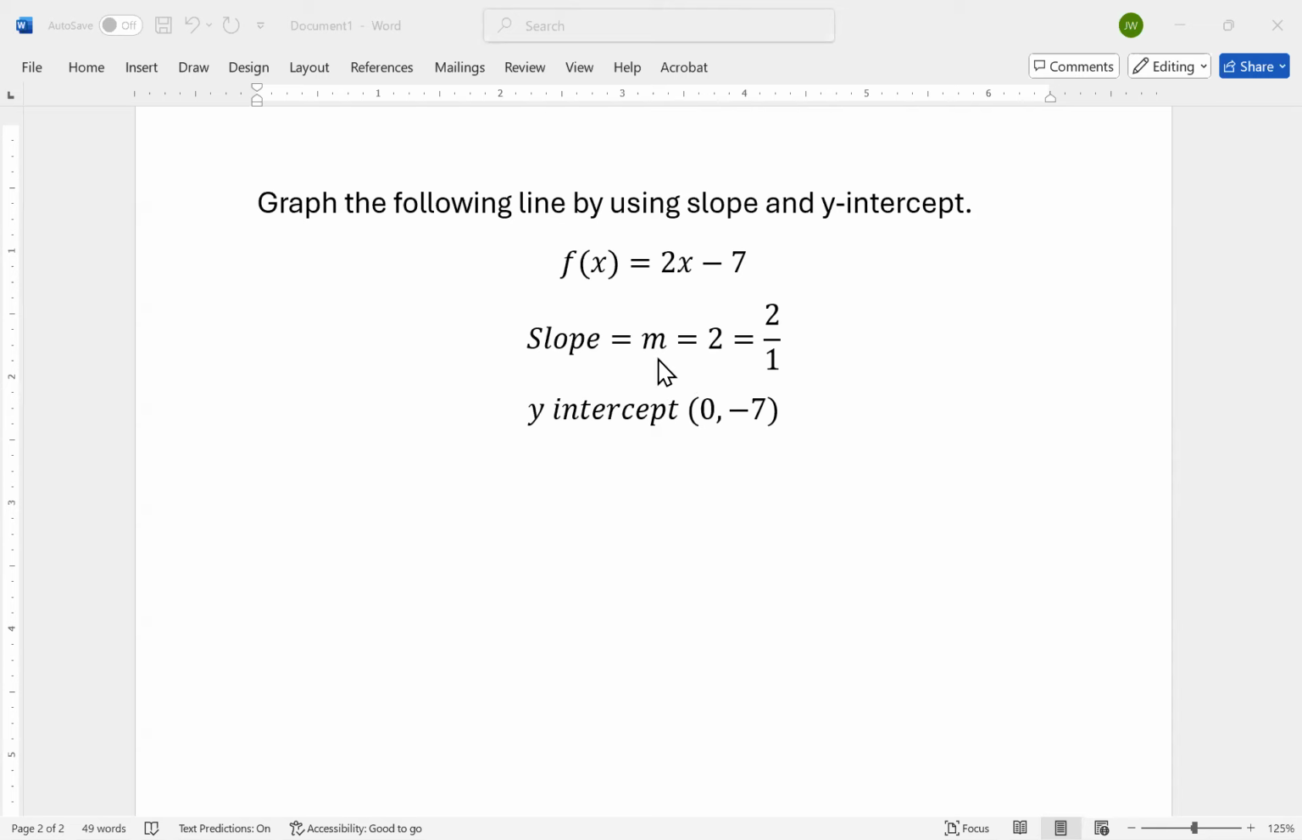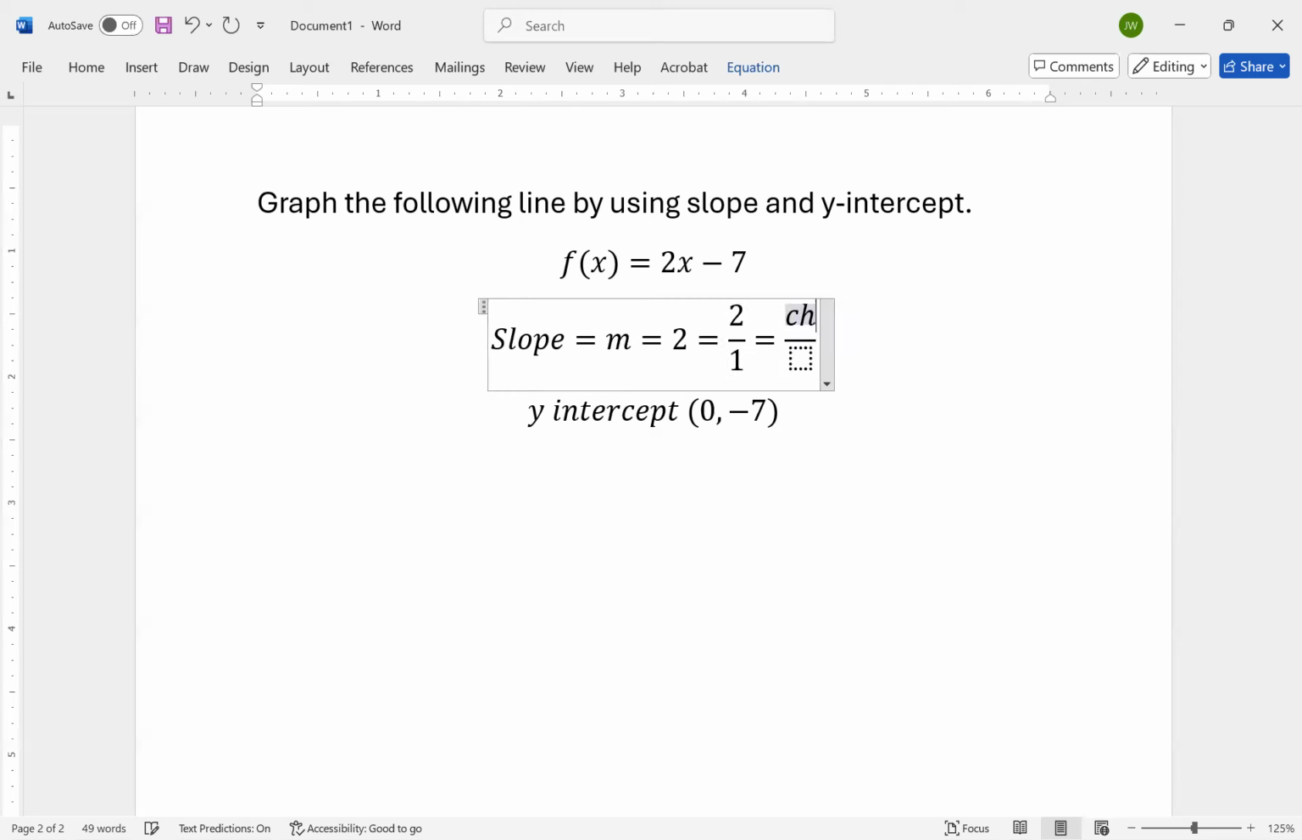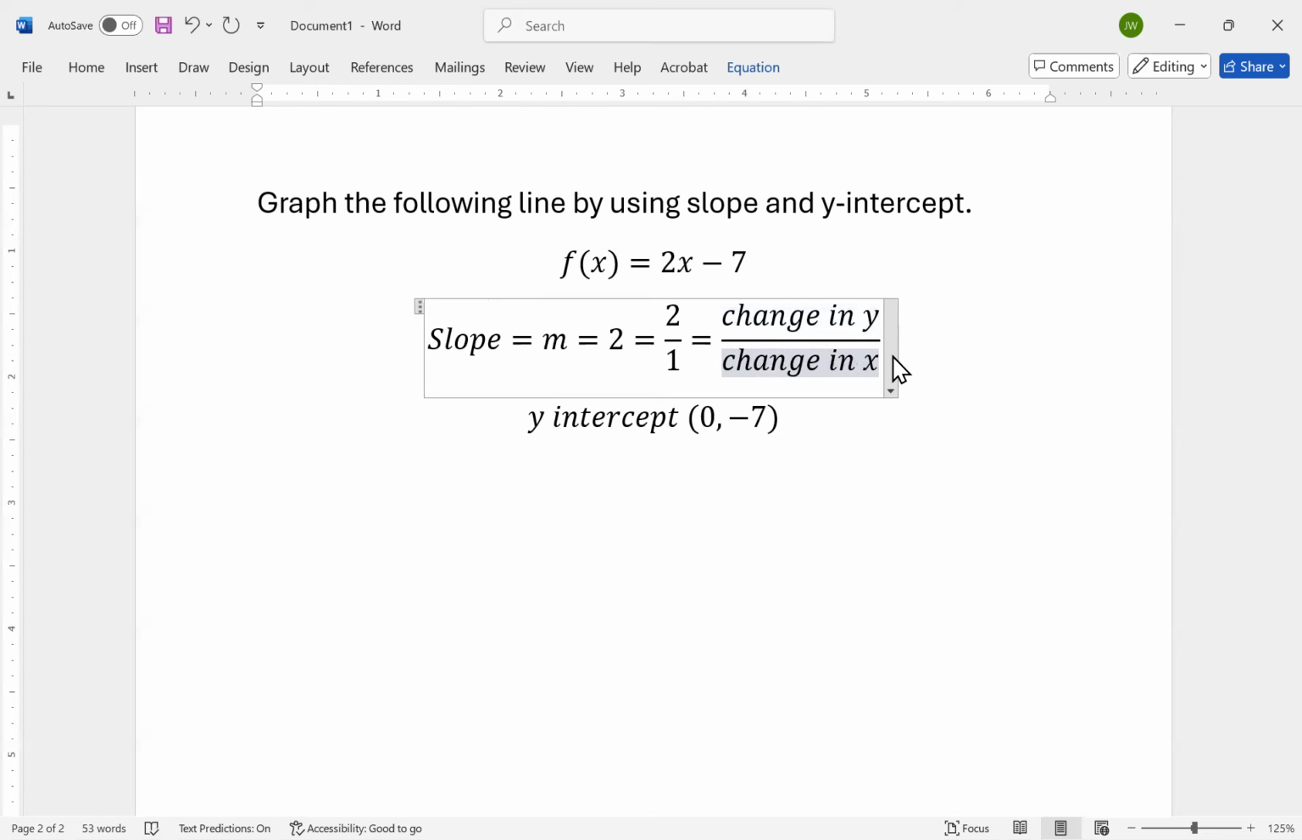I say that the slope, the m, the coefficient of our x, is 2. When I actually go to graph this, I want to think of this as change in y over change in x. So I'm going to use an improper fraction usually when I do slope, or maybe a proper fraction if one exists. But this is the change in y divided by the change in x. So the change in y is a 2, and the change in x is a 1.